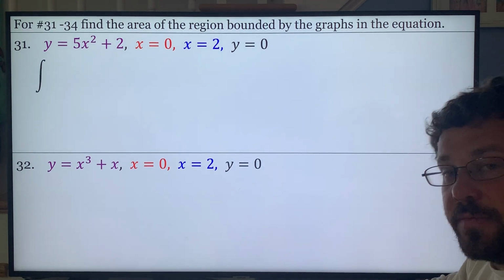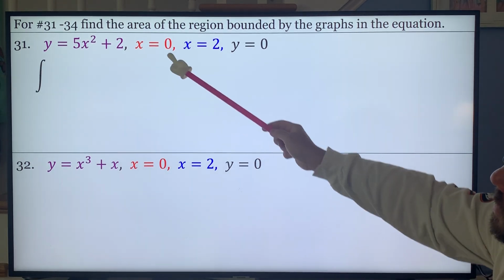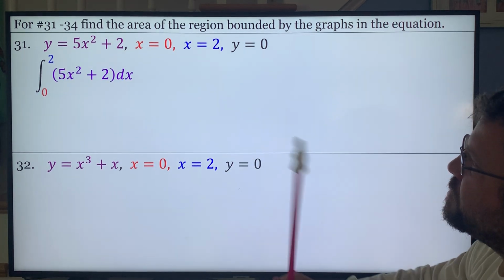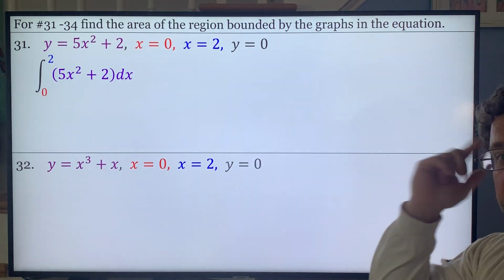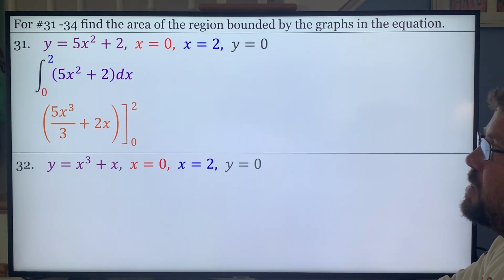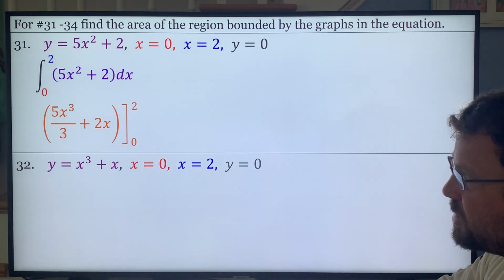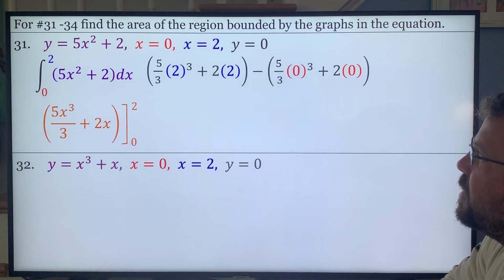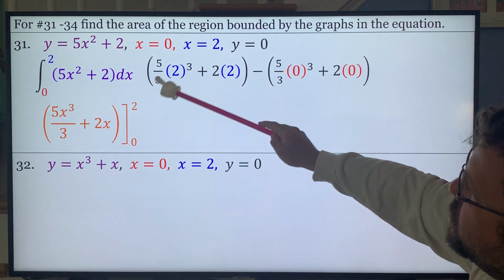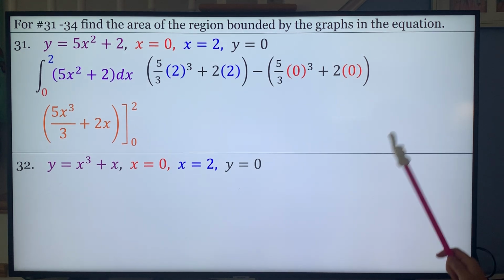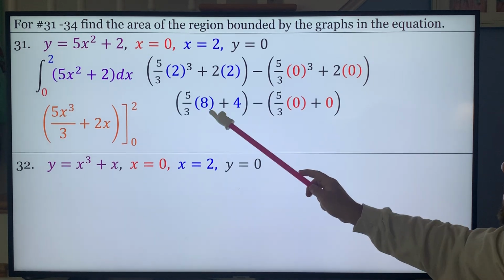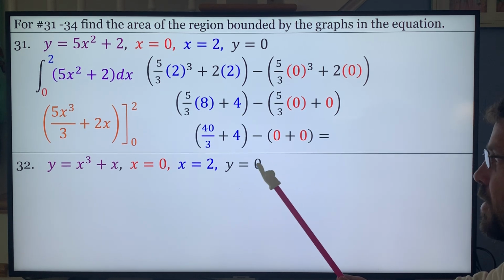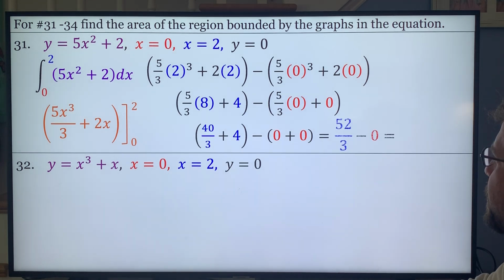Create your integration. You have your integral symbol, antiderivative symbol, lower limit, upper limit, 0 to 2, equation, dx. So step 1 right, step 2 integrate. So you got from 0 to 2, 5x cubed over 3 plus 2x. All right. Next step, plug some stuff in. I'm going to just make this a 5/3. 2 cubed plus 2 squared minus 5/3, 0 cubed plus 2 times 0. 5/3 times 8 plus 4. 40 over 3 plus 4. 40 over 3 plus 12 over 3 is 52 over 3.